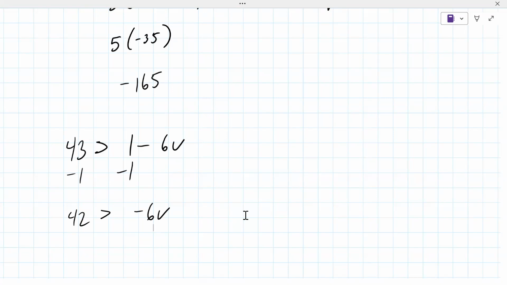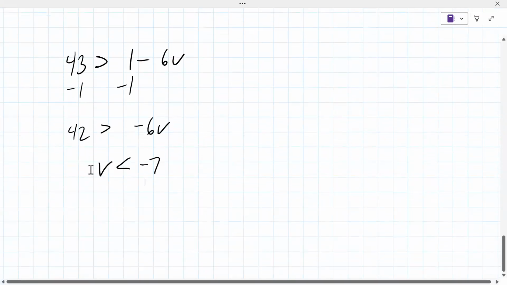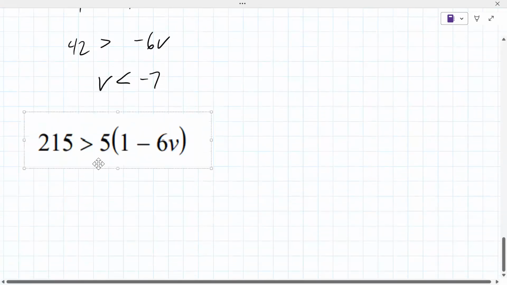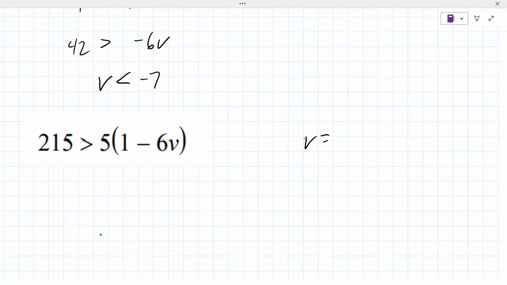V is less than -7. Okay, so now give me a number that is less than -7. -8. -8. All right. So what I was trying to show you here, and it'll work better here because we know that if we try a number like -8, we should get something that's true.